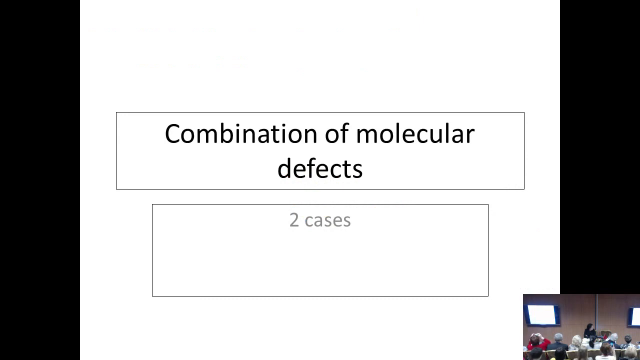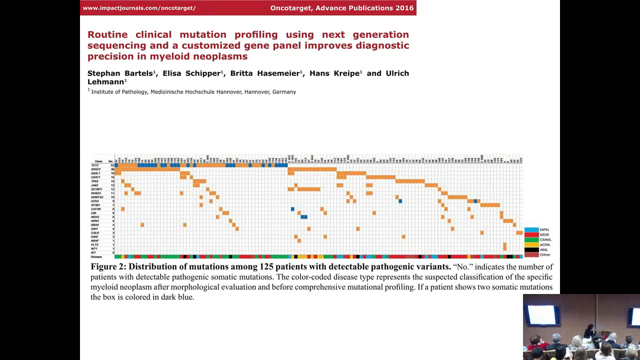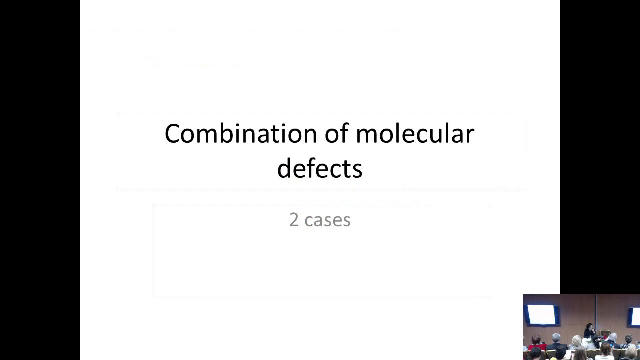So to finish, I will show you some examples which demonstrate our understanding of these MDS and MDS MPN, which are a combination of molecular defects. And as I just showed you, most of the cases had not only one defect, but several. And these defects can be synchronously present or metachronically present. And I'm going to show you 2 cases where these molecular aberrations, mutations, occurred in a metachronic fashion.